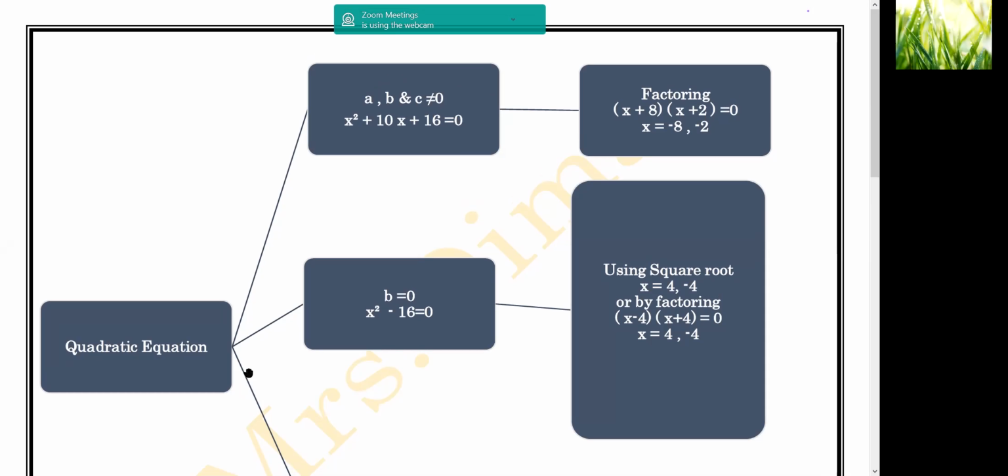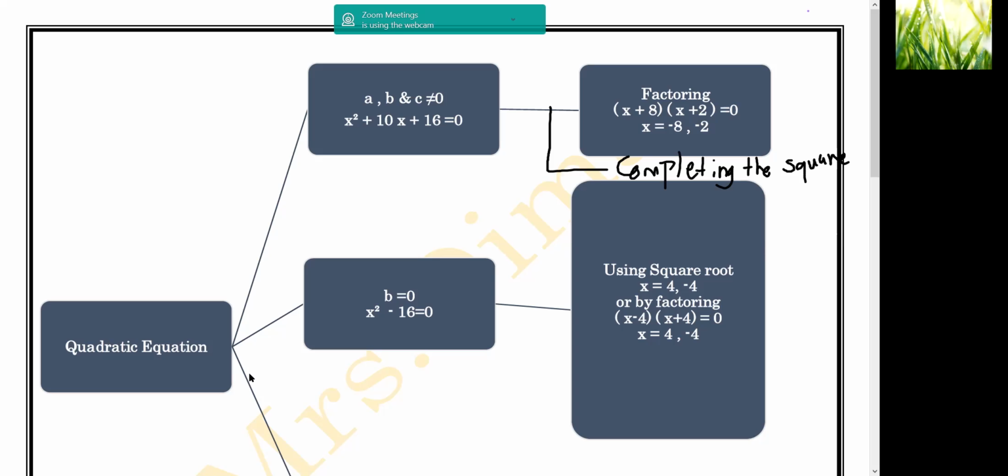By using what? The square root, teacher. Completing the square. Thank you, by completing the square. So if I have an A and B and C, I have two ways. If it can be factored, I use factoring, and if it cannot, I am using completing the square.